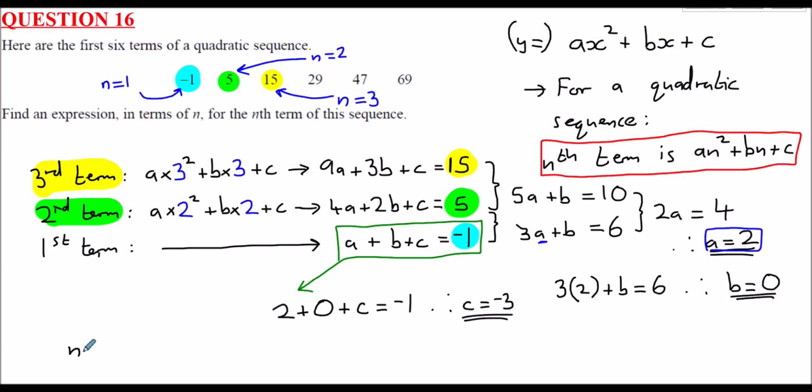So therefore, that tells us that the nth term is, because a is 2, we've got 2n squared. b is 0, so bn is 0, and c is minus 3. So we get 2n squared minus 3.